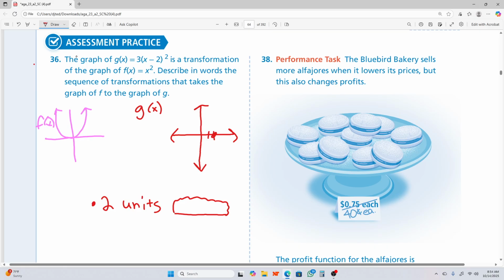And then this 3 does what? When we're looking at those transformations of quadratic functions, always it's that letter A, it's outside of the parentheses. It's going to be a vertical shrink or compression. Shrink or stretch, because a shrink is a compression. A shrink or stretch by a factor of 3.